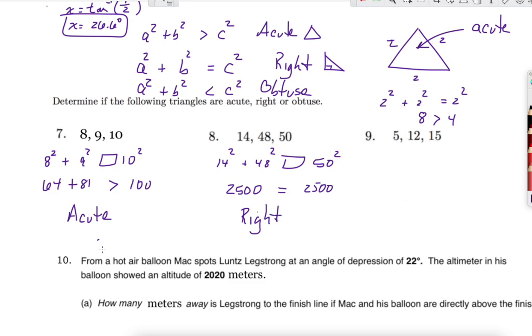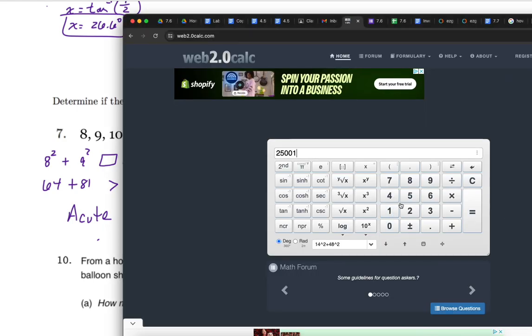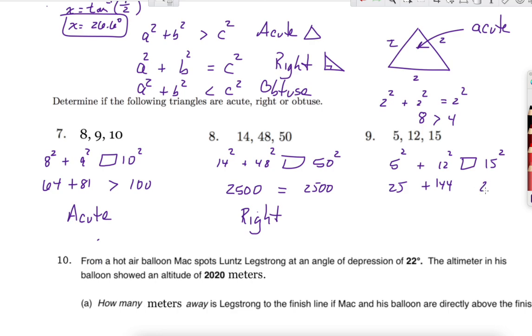And, well, I guess by process of elimination, this one's going to be obtuse, right? Is that how it works? So 5 squared plus 12 squared, and we're checking to see how that compares to 15 squared. 25 plus 144 is 169. And 15 squared is 225. This does, 225 is bigger than these two added up, right? So this is obtuse.